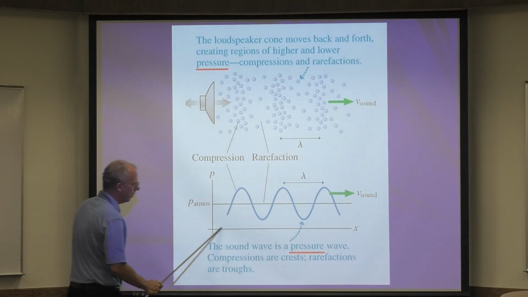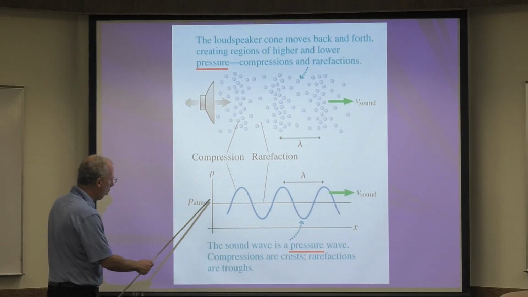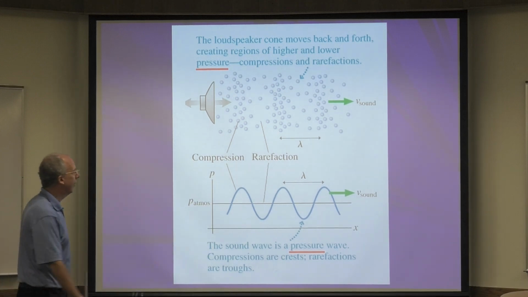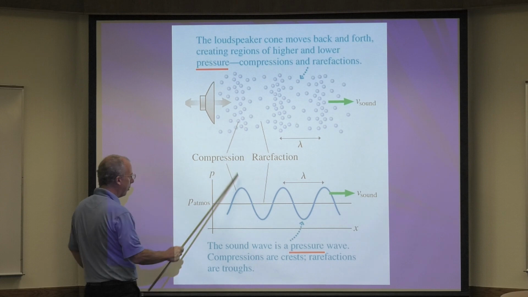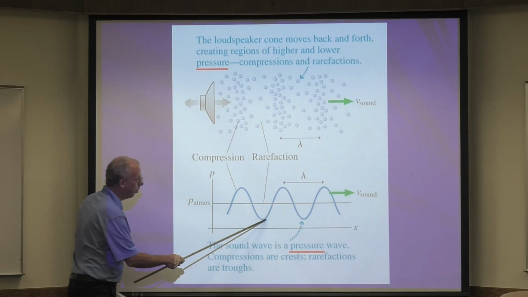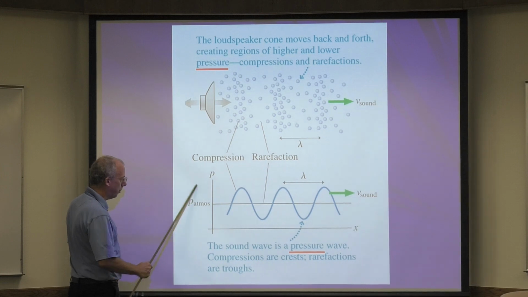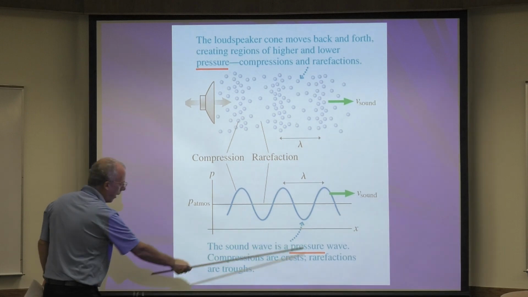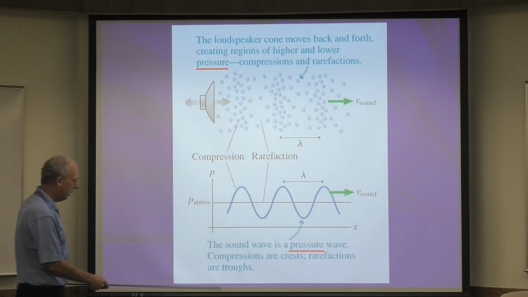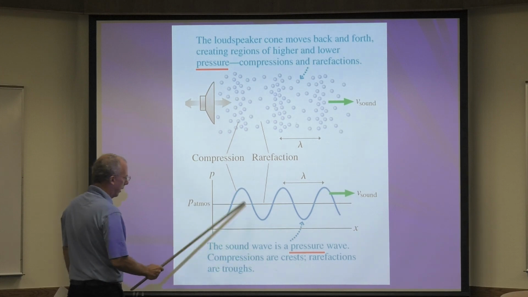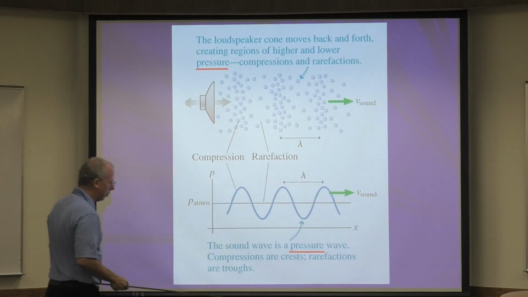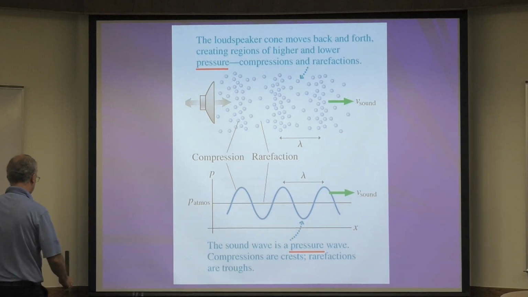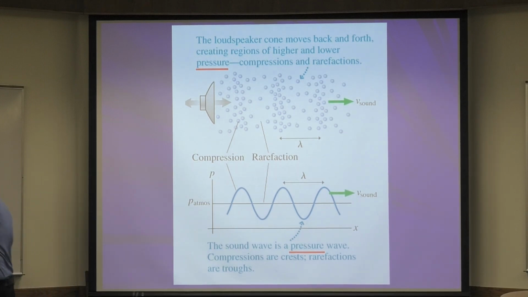Look, this is pressure versus position. Normal pressure is just atmospheric pressure. When the air molecules are shoved together, high pressure. Where they're pulled apart, low pressure. And this is pressure versus x, so we can figure out the wavelength. So the sound wave is a pressure wave. That's the important thing. Compressions are crests, I say maxes. Rarefactions are troughs, mins. That's all we're going to do, but we're going to talk about this in gory detail next chapter. This is just a little intro.